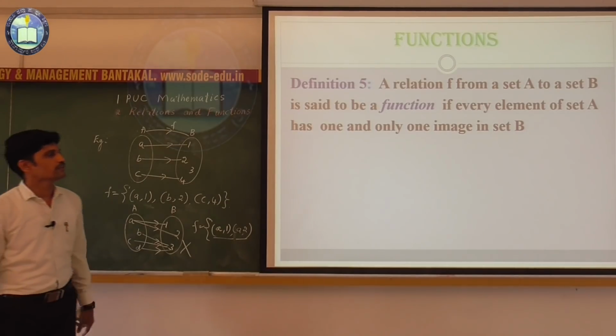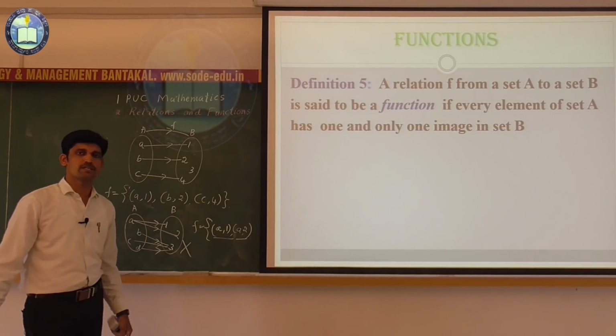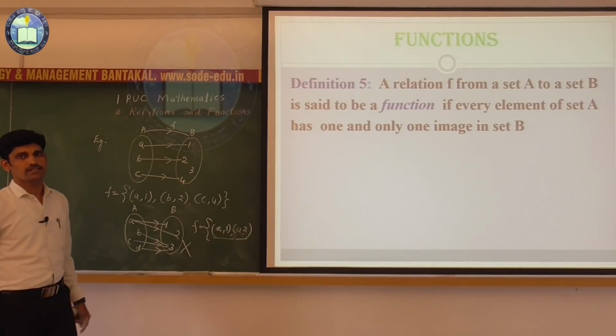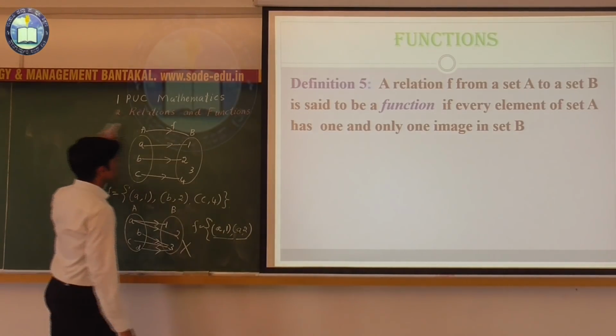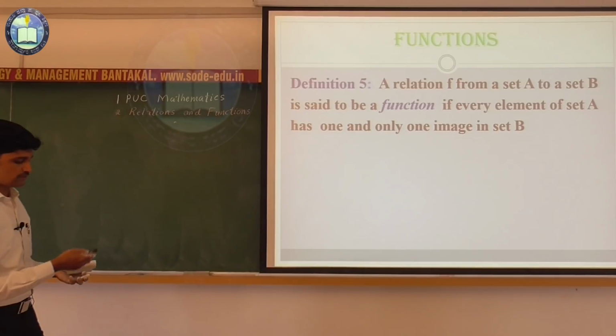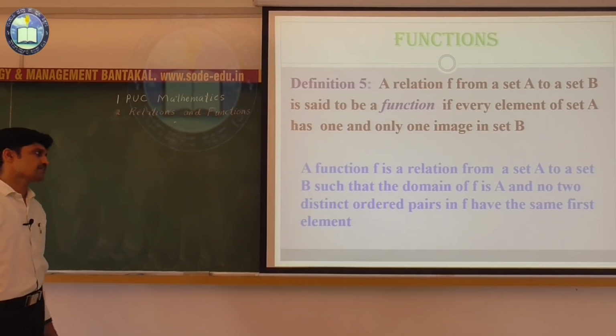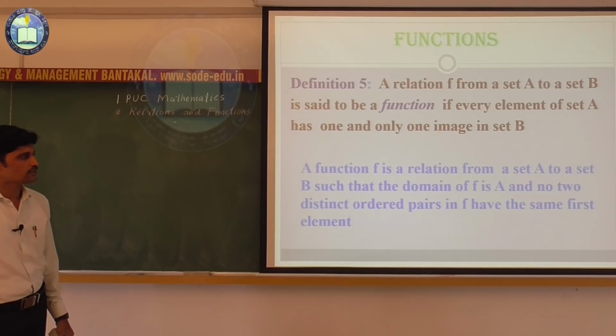So a relation f from a set A to a set B is a function if every element of set A has one and only one image in set B. We can also define a function in terms of ordered pairs. A function f is a relation from a set A to a set B such that the domain of f is A and no two distinct ordered pairs in f have the same first element.